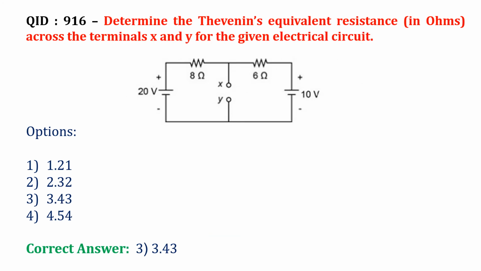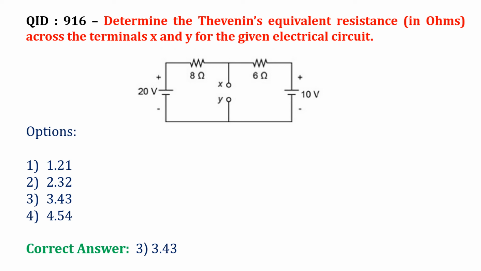It is also a simple one, but we should know one small logic. The question is: determine the Thevenin's equivalent resistance in ohms across the terminals X and Y for the given electrical circuit. They have given one electrical circuit in which X and Y are marked, and 4 options. Within these 4 options, we will see which is the correct answer.